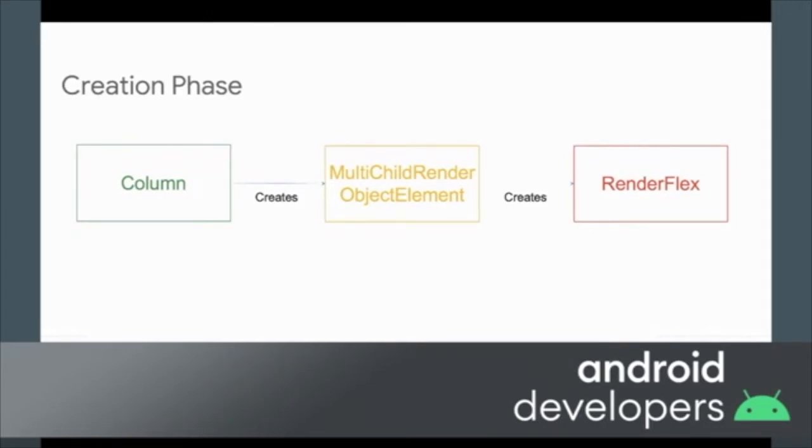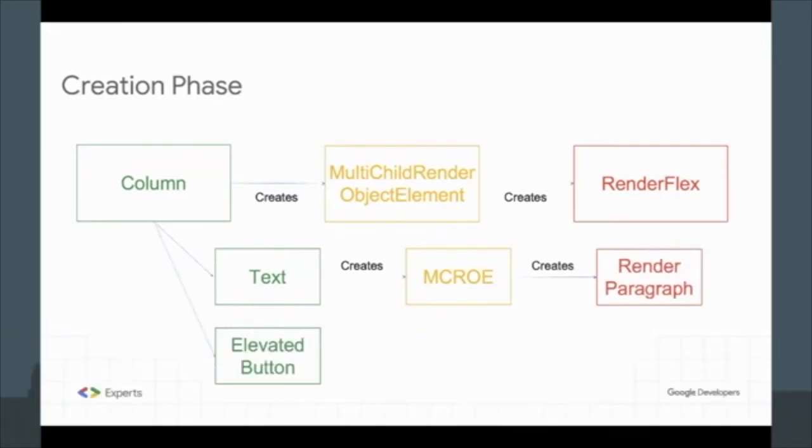So you created everything all right, but how about the updating mechanism, how does it work? Imagine that you have text, and it will have an element as well. It will have a render paragraph as the render object. And imagine that you have a button to change the text. And this button also has a direct element as well.